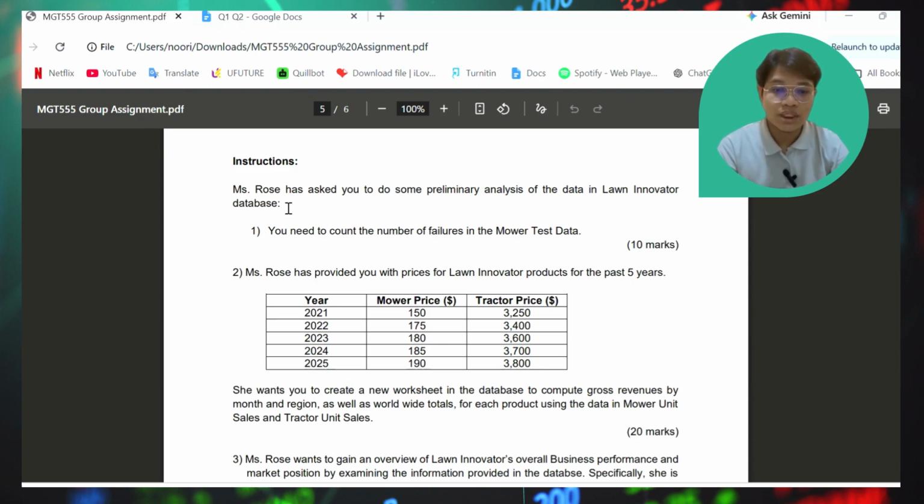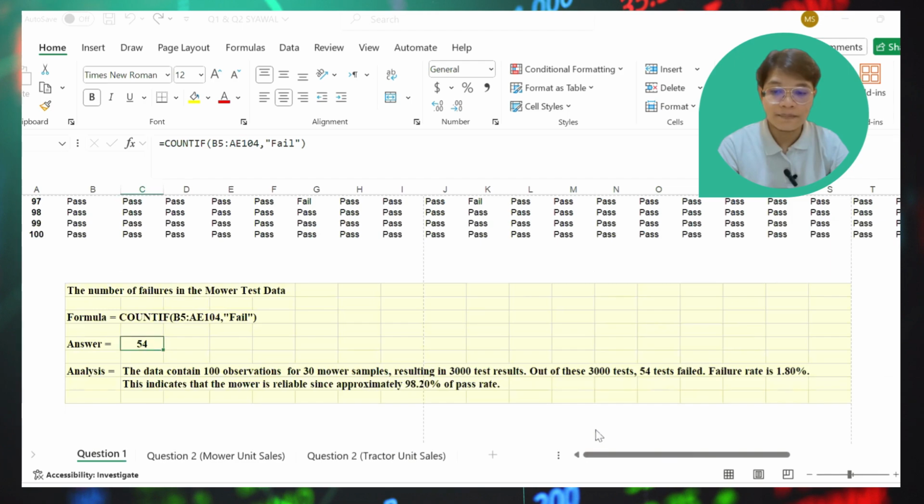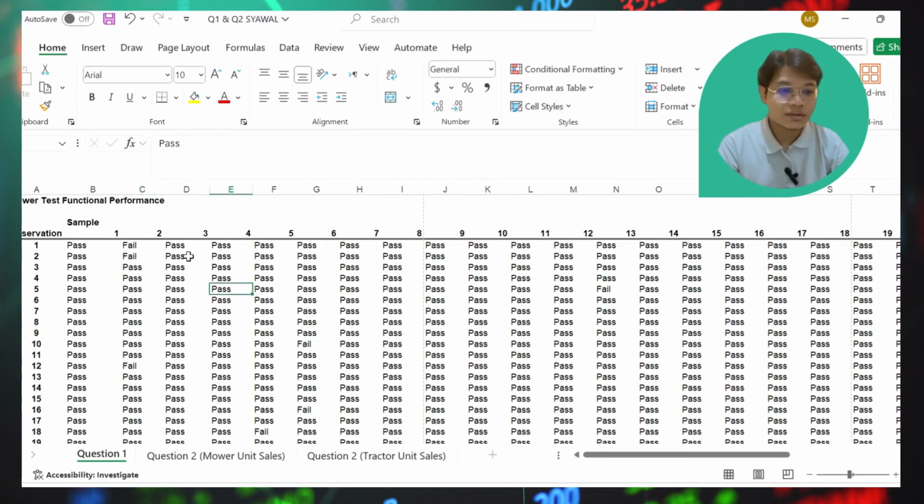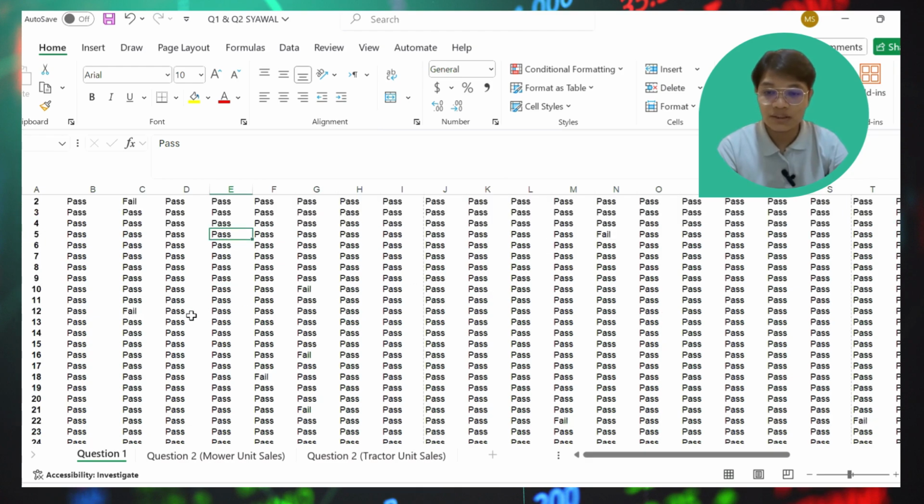Ms. Rose has asked you to do some preliminary analysis of the data in the Loan Innovator database. We need to count the number of failures in the MOA test data. So the question asks us to find the failure. How are we going to answer? We open the data, and among all these 3,000 tests, we need to find which of them failed. As you can see here, some of them failed, and then we need to count how many of them. How are we going to answer that?